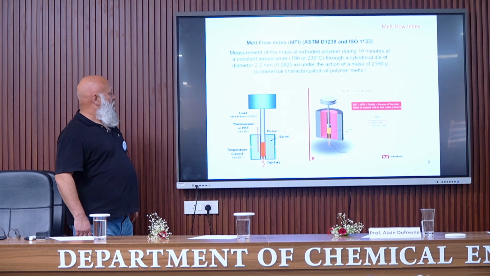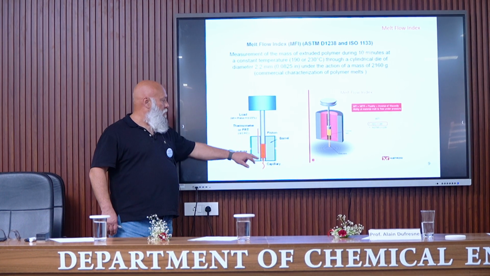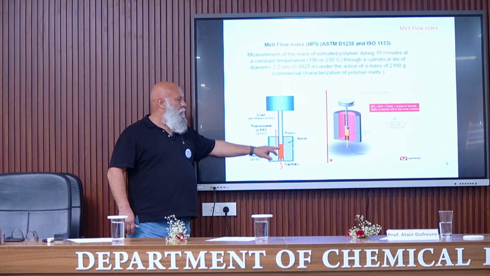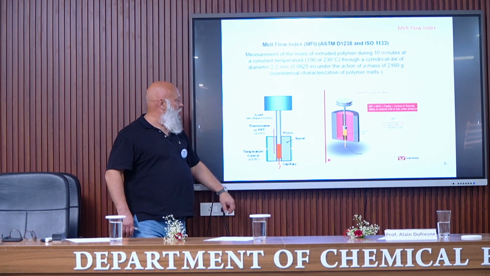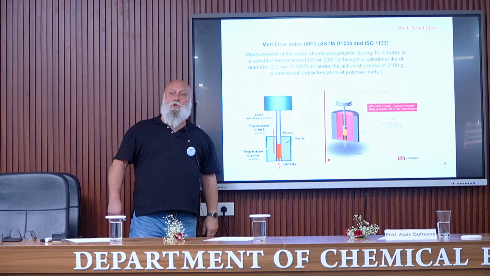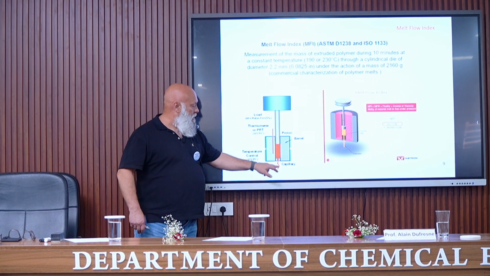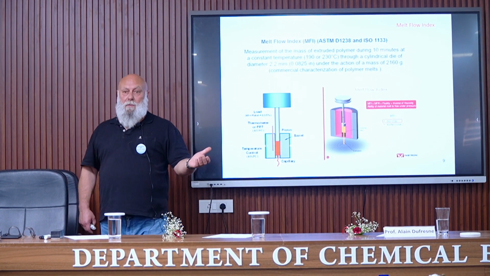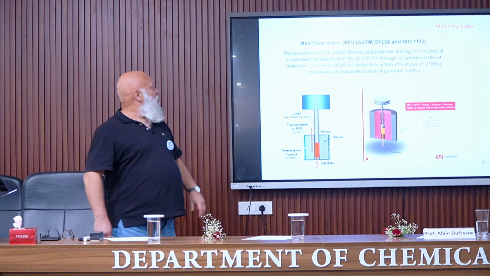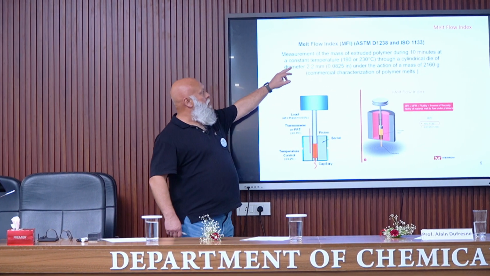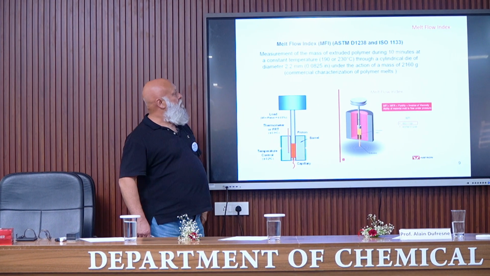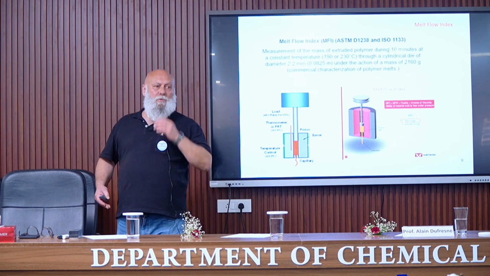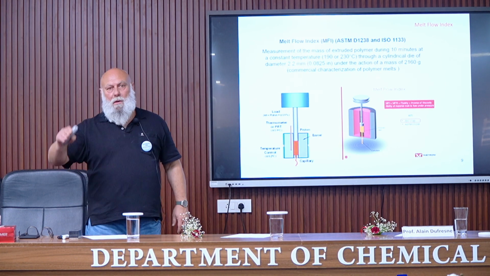So a barrel is used here. It is heated at 190 or 230 degrees. The polymer is melted in this barrel. There is a piston that pushes the polymer that is extruded through this die. And then we can recover the extruded polymer. And you can see that the melt flow index corresponds to the mass of polymer which is extruded during 10 minutes. So usually the measurement is performed during only 1 minute, and the result is multiplied by 10 to obtain this MFI.